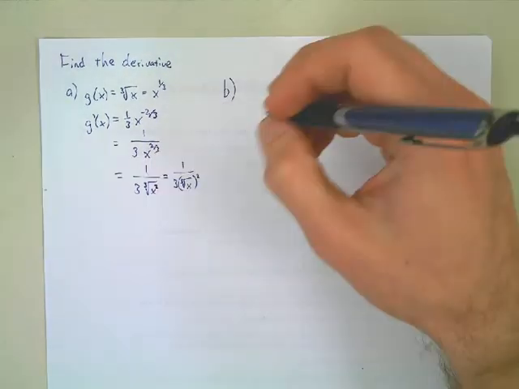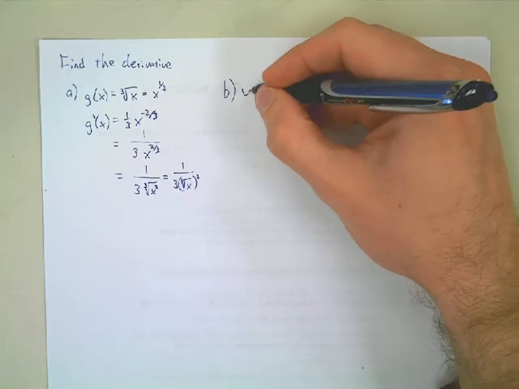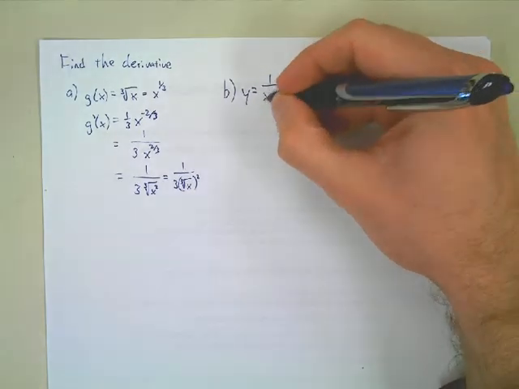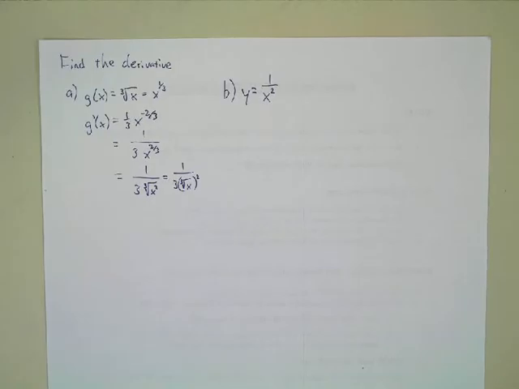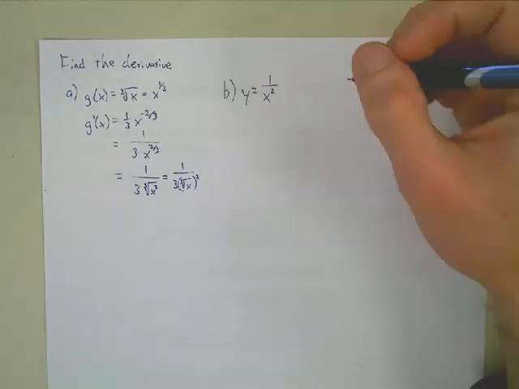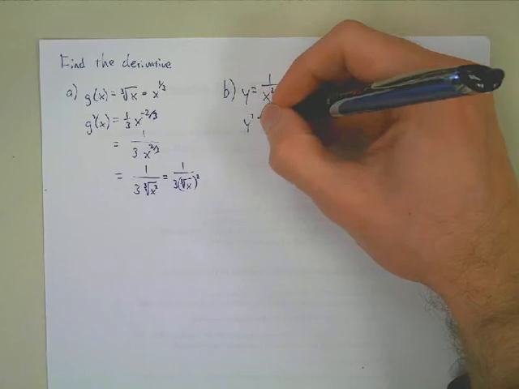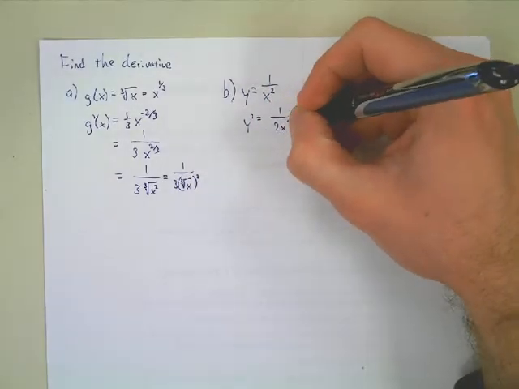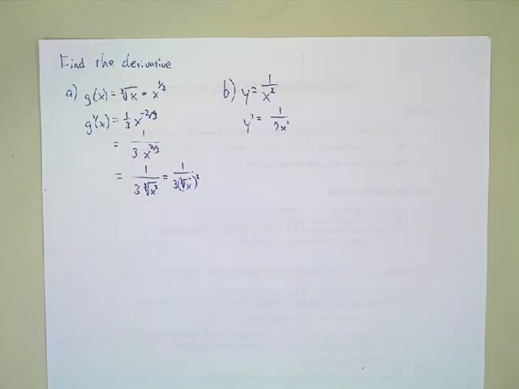Y equals 1/x squared. Okay, so let's see here. Y prime then would have to be 1/2x to the 1, right? That was a trick answer. That is not the answer. Why? Because it does not match our power rule as is currently written.